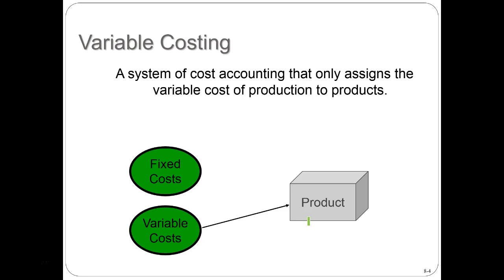Now the alternative to that would be a variable costing system, a system of cost accounting that only assigns the variable cost of production to the product. So in this case, we're going to take that overhead, it's generally the overhead that would have fixed costs in it. We're going to eliminate those fixed costs because of that difference between the cost behavior. We're going to treat those fixed costs as a period cost, just like we do with selling and admin. And then we're going to treat the variable costs as costs that are in production.